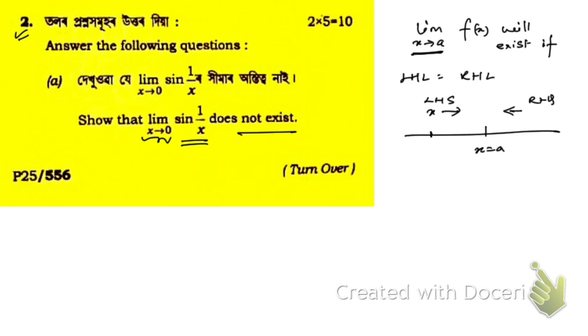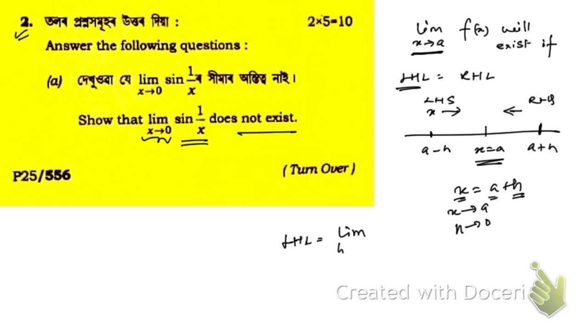Suppose we have a point here. If this point is a, then this must be less than a, that means it may be a minus h. And on the other side, we have a point a plus h, right? So if you replace this x by a plus h, x tends to a as h tends to 0. When h will be 0, x will be a, right? So left hand limit will be equal to limit h tends to 0 f of a minus h, and right hand limit will be equal to limit h tends to 0 f of a plus h, right? So hope you have understood this.